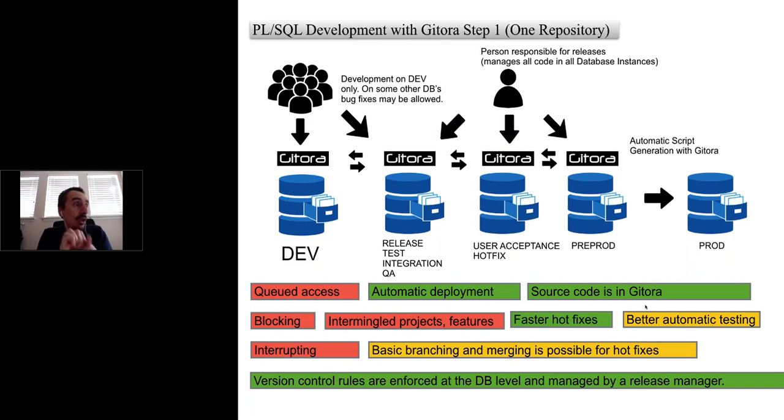So all of a sudden, in this picture, green is good, red is bad, yellow is so-so. We got automatic deployment. There are APIs to do this. So overnight, you can pull code to test if you want to, or whenever you want to, or you can do it manually. Source code is now in Gitora, and reliably so.